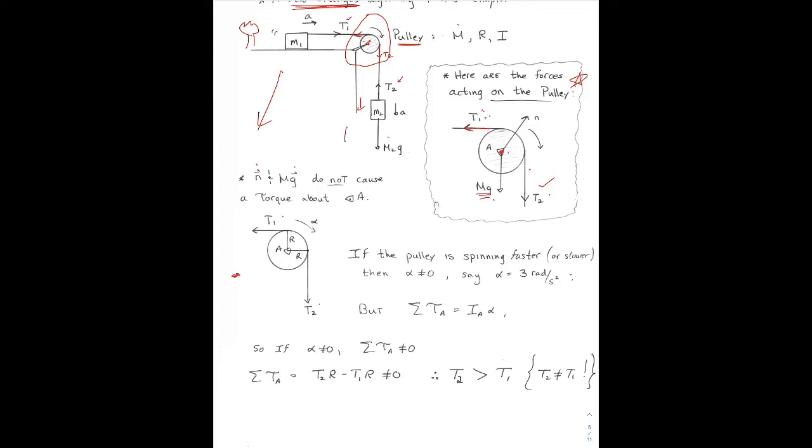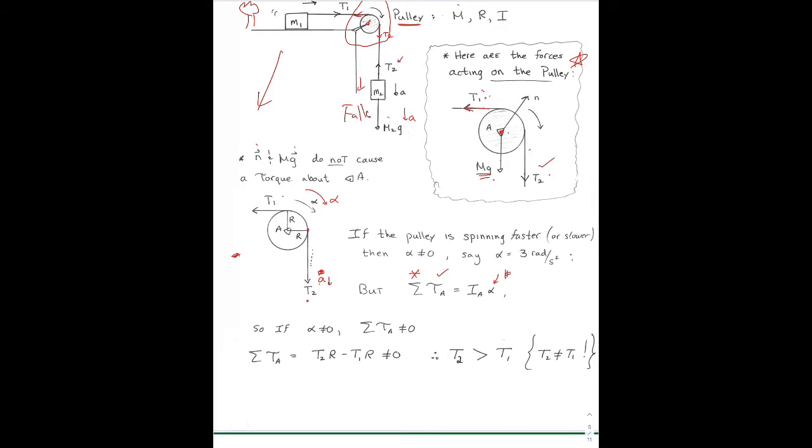As this thing falls, the mass is accelerating. If the mass is accelerating, that means the string is accelerating. And if the string is accelerating, that means the rim has an acceleration, and that means the whole object has an angular acceleration alpha. But we know from Newton's second law that if there's an angular acceleration alpha, that means there must be a net torque. If there's a net torque, that means tension 2 has to be bigger than tension 1 for there to be a clockwise torque.